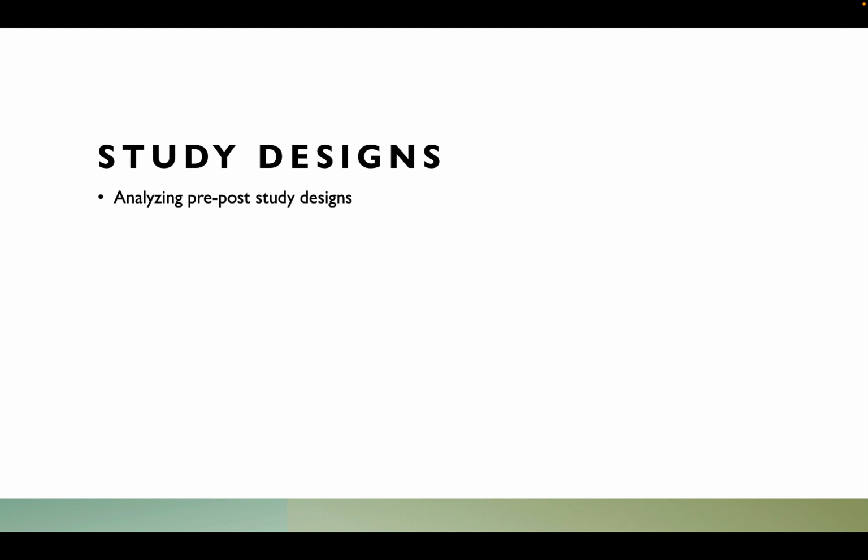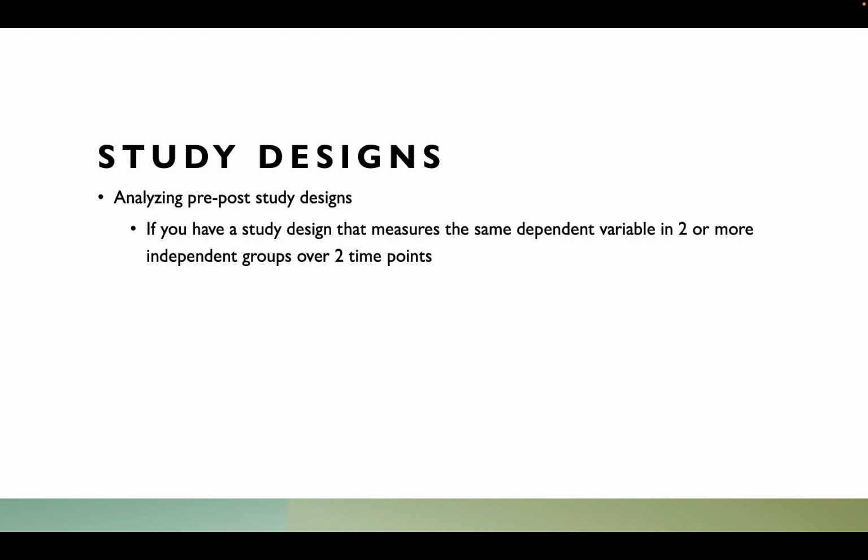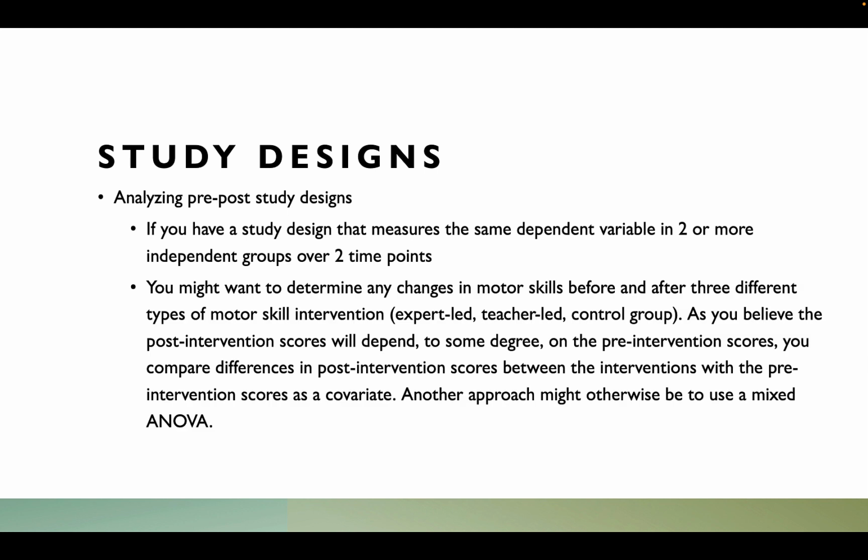All right, so what are some study designs which would warrant an Ancova? One example would be analyzing pre-post study designs. So what do we mean? If you have a study design that measures the same dependent variable in 2 or more independent groups over 2 time points. So what would be an example? You might want to determine any changes in motor skills before and after 3 different types of motor skill intervention. So maybe we have an expert-led group, we have a teacher-led group, and then we have a control group. And as you believe the post-intervention scores will depend to some degree on the pre-intervention scores, you compare differences in post-intervention scores between the interventions with the pre-intervention scores as a covariate.